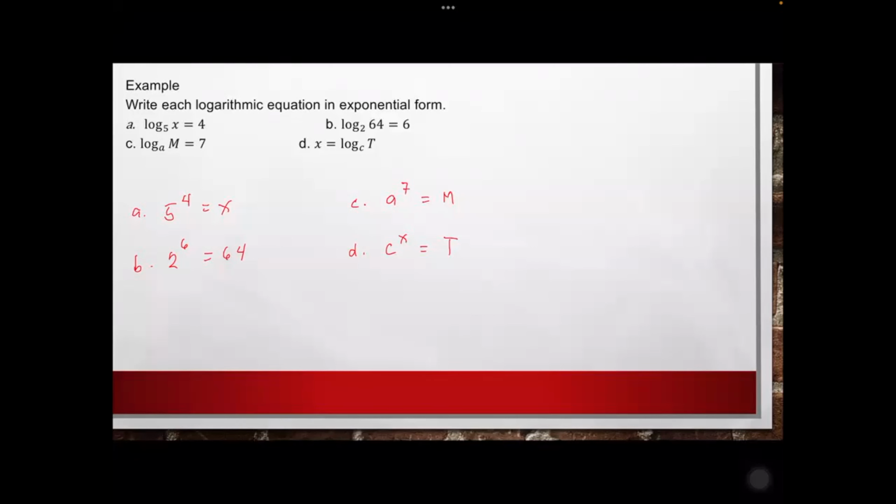Now, yung letter D, baka nagtaka kayo, x is equal to logarithm of c to t. Bumaliktad lang yan. Yan ay logarithm of c, t is equal to x. Ganun lang din yun.